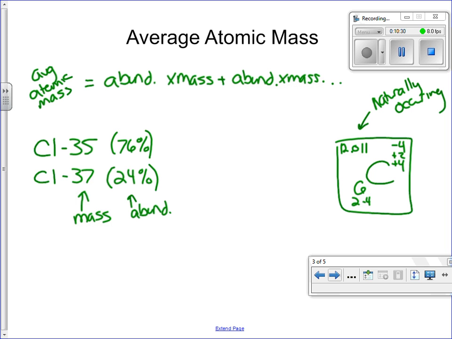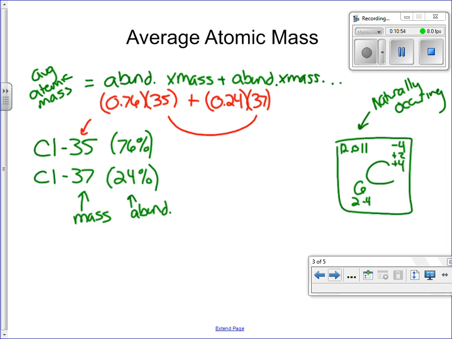So when I plug into this formula, what I'm going to get is 0.76 times the mass of 35. There's my mass, okay? Plus, make sure you put it in your calculator correctly, 0.24 times the mass of 37. Your answer should be between 35 and 37, should not be outside of that, and it should be closer to the one that's more heavily weighted. So it should be closer to 35 than 37 because the percentage for the 35 isotope is greater than the percentage for the 37 one.